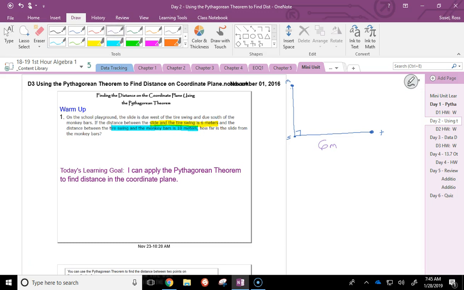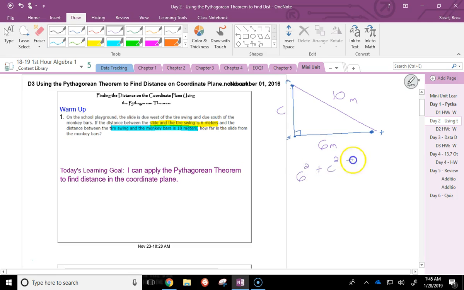Okay, tire swing and monkey bars. So we need to connect this line, and then it's 10 meters. How far is the slide from the monkey bars? So they want to know the distance there, and we call that C. Obviously, we have a right triangle, so we would say side squared plus side squared. So we have 6 squared plus C squared equals 10 squared.